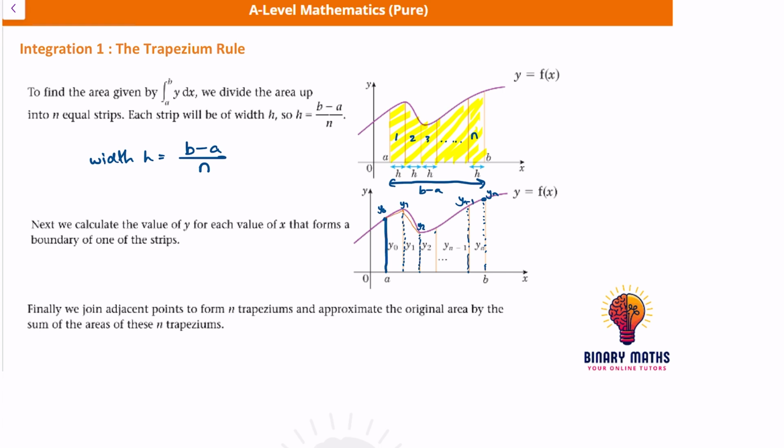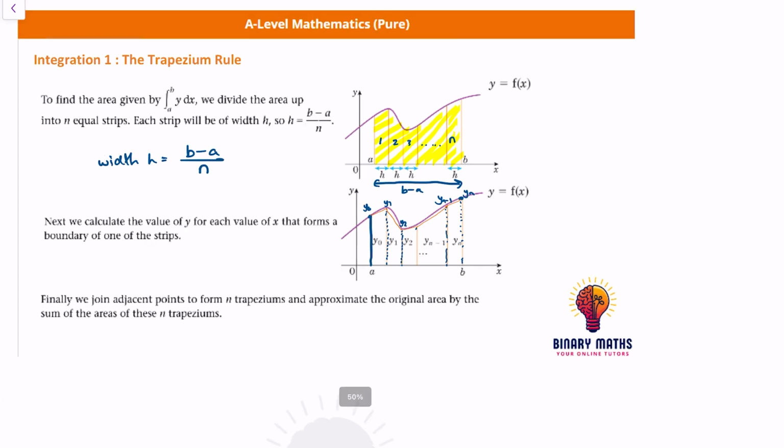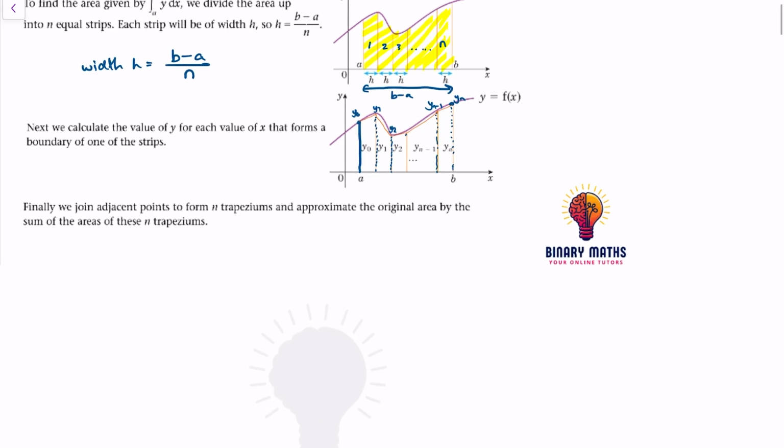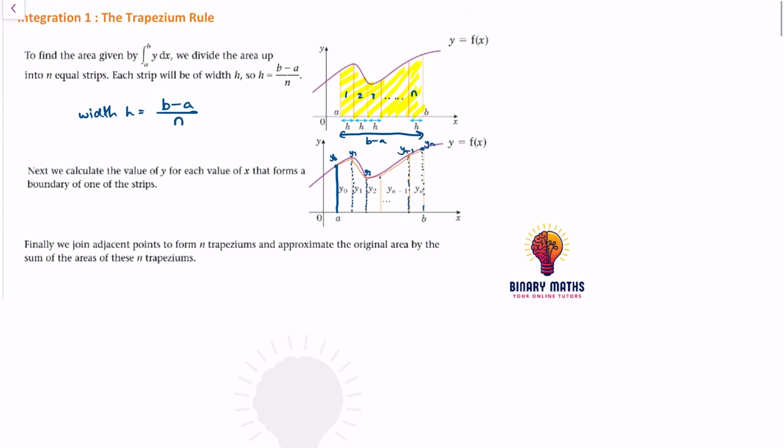Finally, if we draw trapeziums, joining up y0 to y1, y1 to y2, y2 to y3, and so on, we end up with a series of trapeziums. All we need to do is work out the area of each trapezium and add them together to get an estimate for the area under the curve. Using GCSE knowledge, my first trapezium looks like this. I know this is y0, and the height here is y1. And I know this width is h, which is b minus a divided by n.